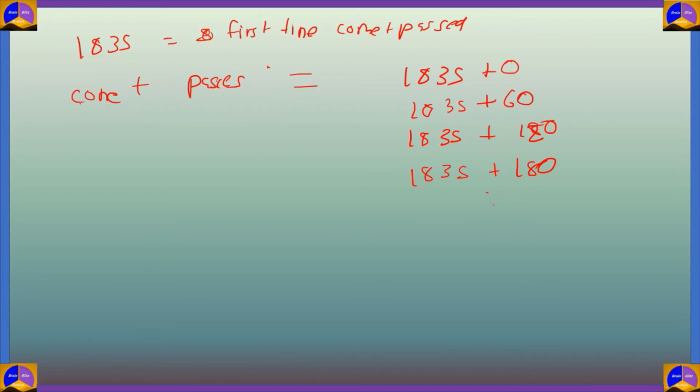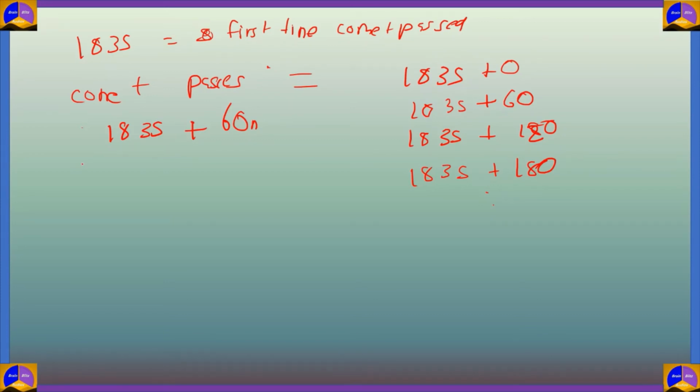So it passes in 1835 plus 60n years. Now if n is 0, it will be in 1835. If n is 1, it is 1835 plus 60, and so on.